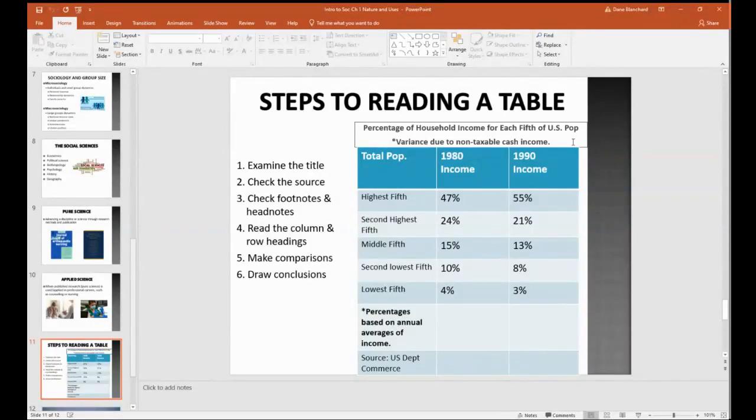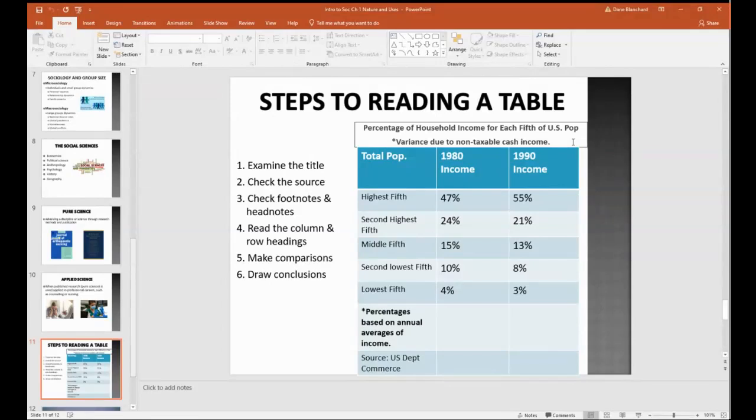What that means is that these statistical information, these percentages here, came from the U.S. Department of Commerce, and it was probably tracked through the IRS. So even though these numbers may be close, they're probably not perfect, because there's a lot of people who get paid straight cash under the table that they do not claim on their state or federal taxes. So it wanted to let you know that these numbers are not exactly perfect. The footnote is going to be at the bottom. It says that these percentages are based on annual averages of income.